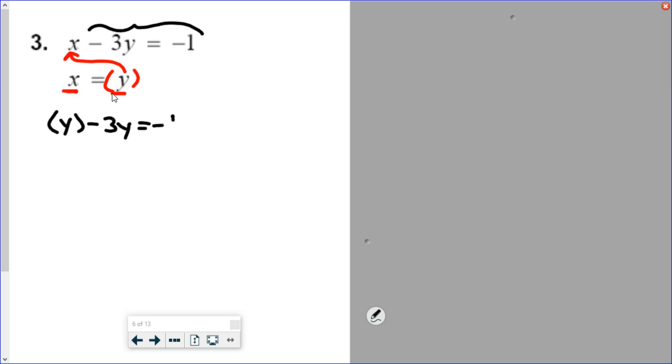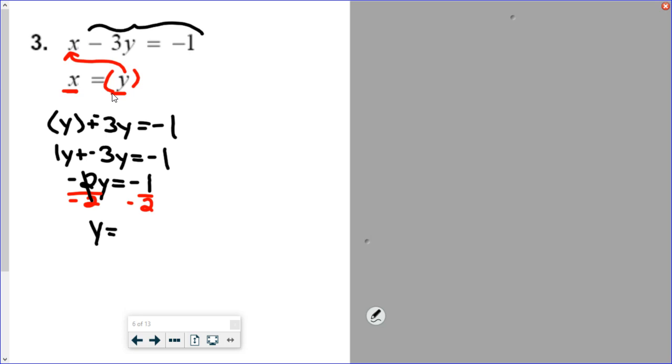-3y equals -1. So again, if I put it in the wrong place, I would still have x's and y's. I don't want x's and y's. I want just y's. Keep change means I have 1y plus a -3y equals -1. So that gives me -2y equals -1. And when I divide by -2, I get a positive 1/2.